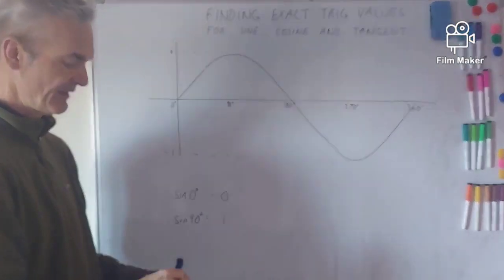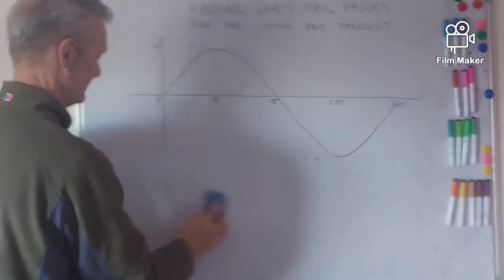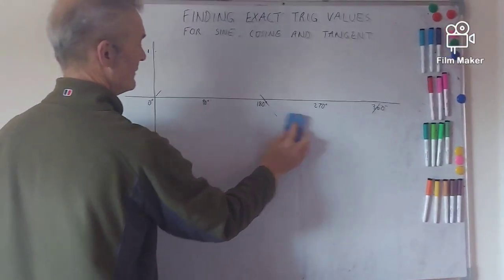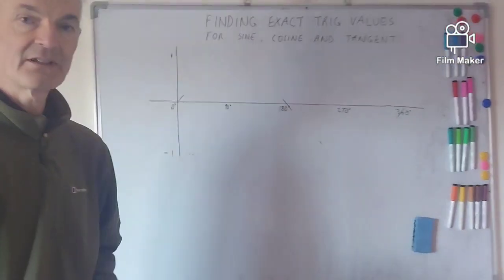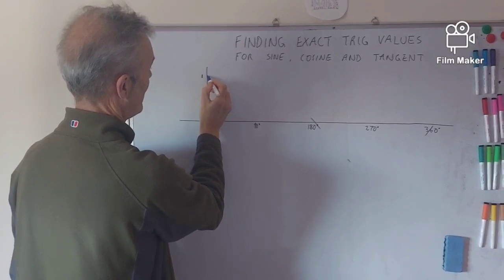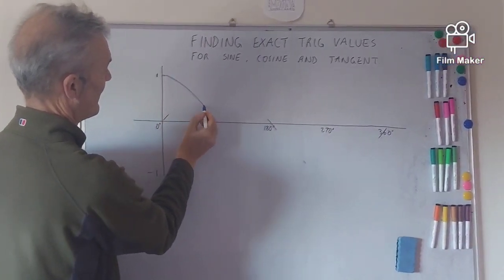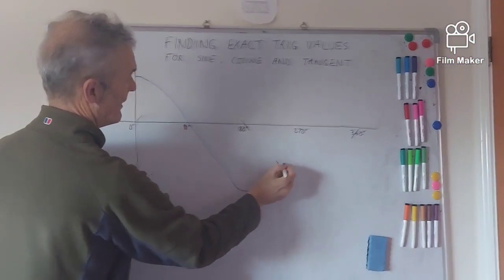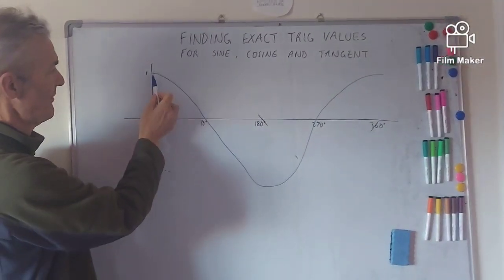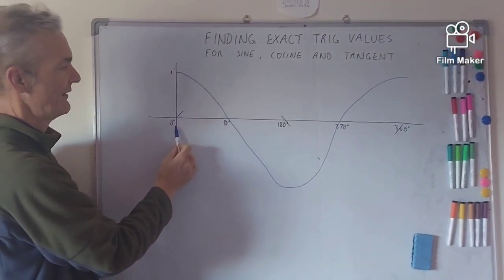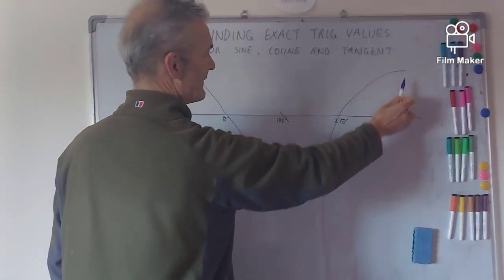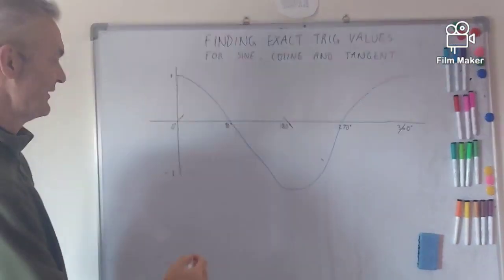Now let's have a look at the cosine curve. So what does the cosine curve look like? This one looks like this. Okay, cosine curve goes like that. So it's at a maximum here, 0 degrees. It's at a minimum 180 here, and a maximum at 360 when it's completed one revolution.